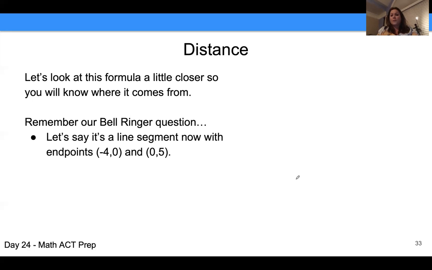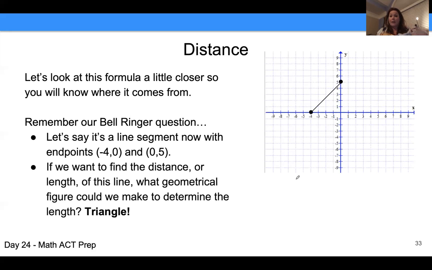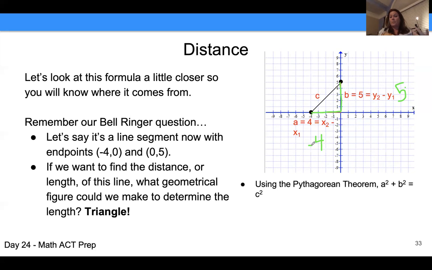So we're going to start with a line segment from our bell ringer, and we're going to try to determine how long it is. Okay. So here we go. We want to find out the distance. We can do that by making a right triangle here. I'm going to go ahead and color it in so you can see it a little bit better. And we can actually count. y2 minus y1 gives us a length of 5 here. And then x2 minus x1 gives us a length of, actually, -4. This is why we're going to square it, okay? Because it should be +4.